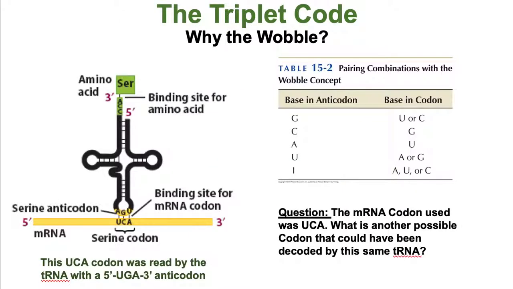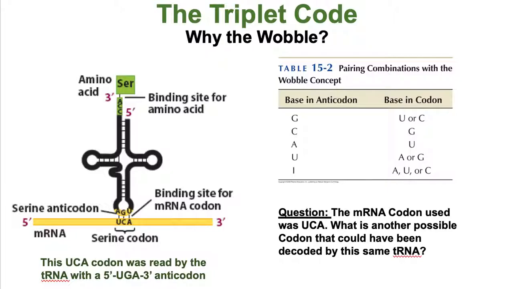And so the question I have here is, what's another possible codon that could have been decoded by this same tRNA? So we have this UCA. What other codon could this decode? Or what other base can it decode? The wobble position base. Right? In this case, it's a U.